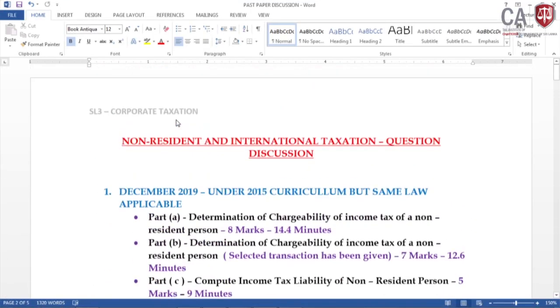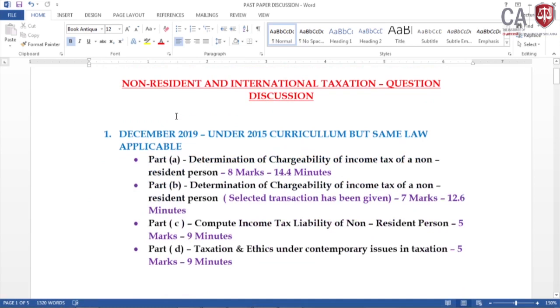Then we will come to the analysis of the question, which is the non-resident and international taxation question discussion, December 2019. I have highlighted this; if you are asking me, it is under the 2015 curriculum, but the same law is applicable for your examination still. But for your December examination, we cannot do it this way because rates and everything have changed. Therefore, for this examination I can apply this. Then what's part A?